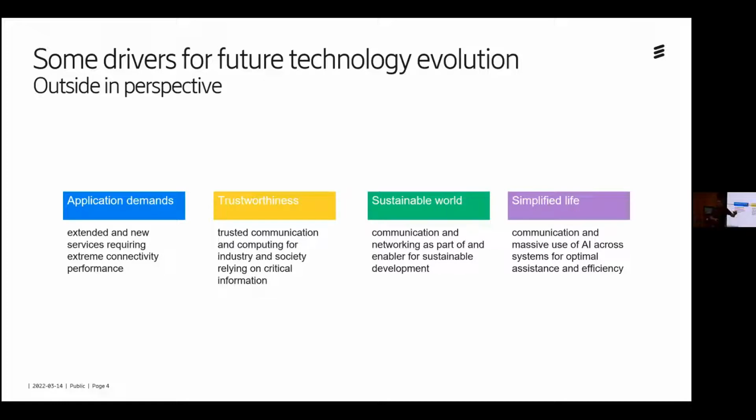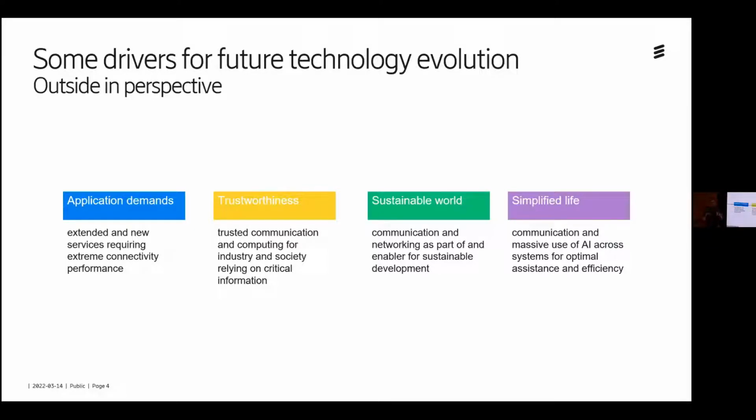Third force we have here is sustainable world. And I think that goes without saying. The world is not sustainable the way we run it today, and we need to change that. And how can 6G and also 5G help with that? And the last one, it's called Simplified Life here on the slide.